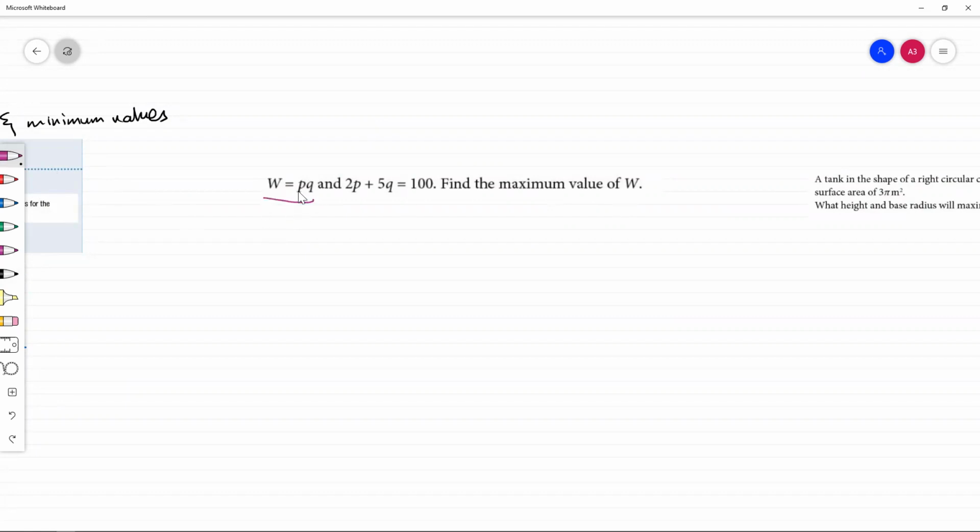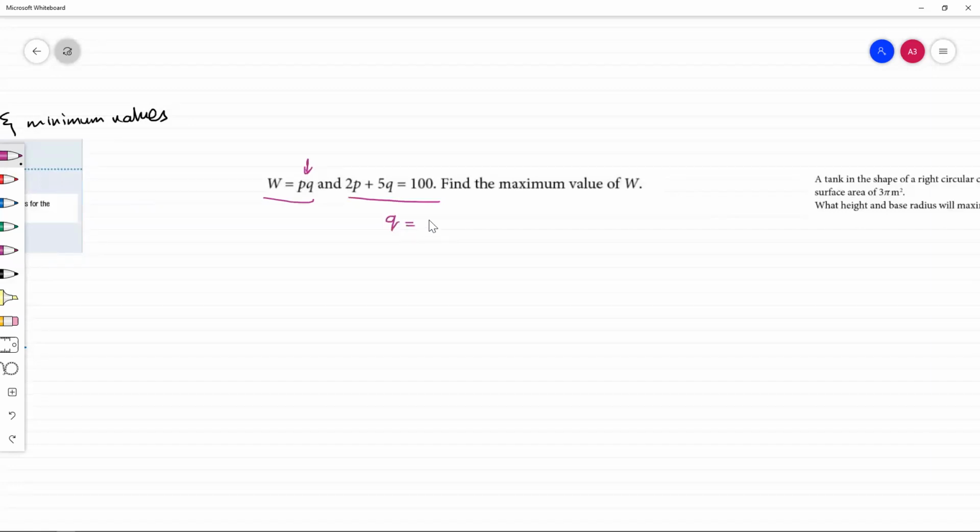If you look at this function, it contains two types of variable, P and Q. I tell you that we should have just one variable here, so that we can find the derivative of W with respect to that variable, and after that we will use the same technique to find the minimum or maximum. So how can we convert this function into one variable? With the other equation we have, make P or Q the subject. I'm going to make Q the subject from this equation.